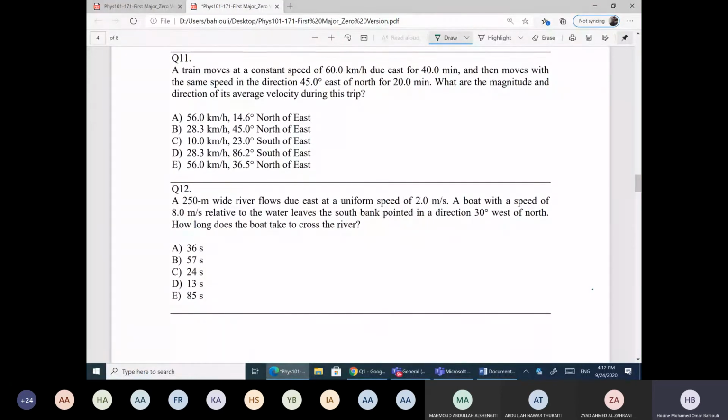Let's move to the next one. Apparently it's about relative velocity. A train moves at a constant speed of 60 kilometers per hour due east. This chapter, relative motion, is about three vectors that have a relation with each other. Let me write the relation here: velocity of A with respect to B is velocity of A with respect to C plus velocity of C with respect to B. Notice that the beginning and the end are the same, A and B, and in between you have something in common. So a relative motion question is a question of three vectors related to each other, as you see in the equation.